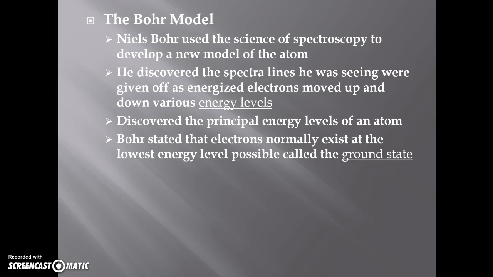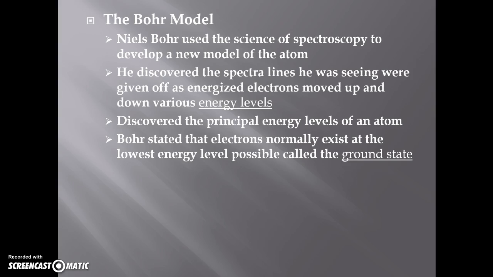The problem is, okay, then why don't they all exist at energy level 1 if they like to exist at ground state, or if they like to exist at the lowest energy level possible? Why aren't they all at energy level 1? Because energy level 1 can only hold so many. In this case, energy level 1 can only hold a maximum of 2 electrons. Once it has 2 electrons, it's full. It cannot hold any more.